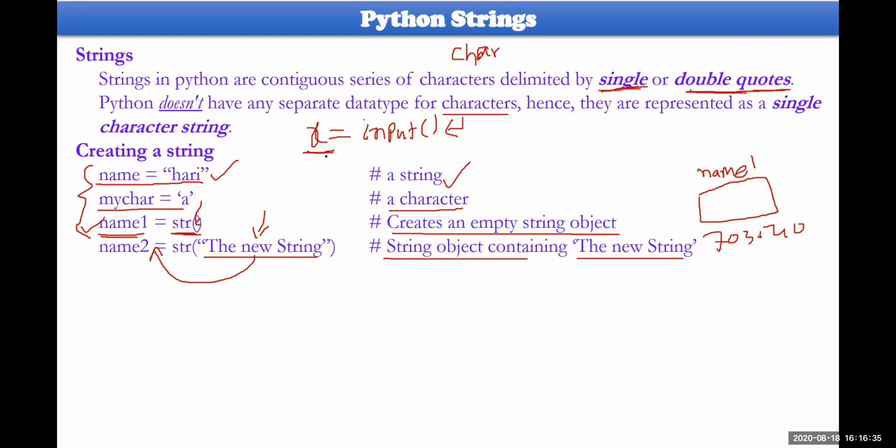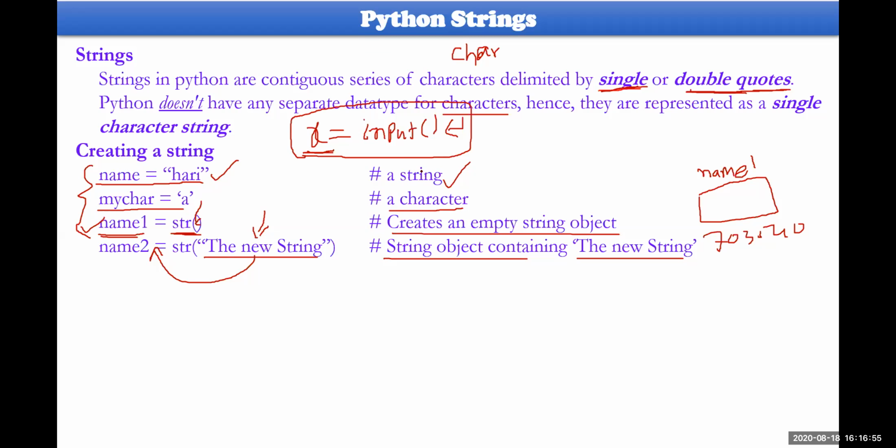And fifth one is any variable equal to input, without casting anything, either integer or float or any other thing. If nothing is placed there, then that will be considered as a string here. These are the 5 ways a string can be created.